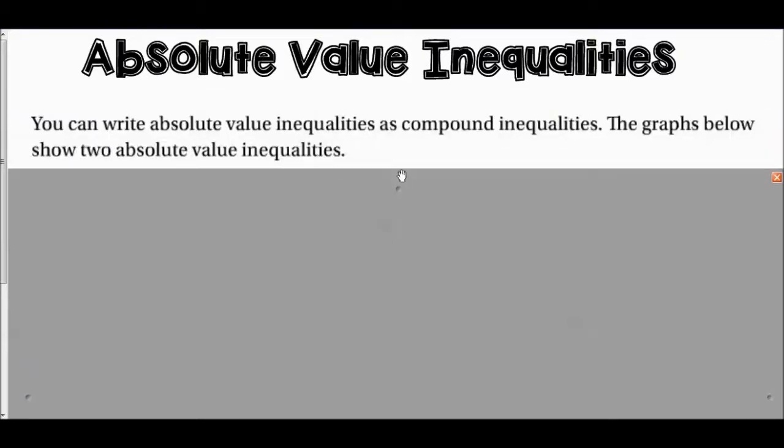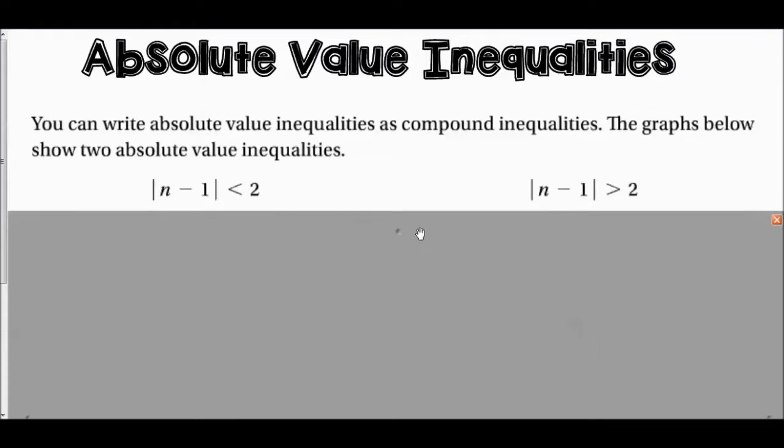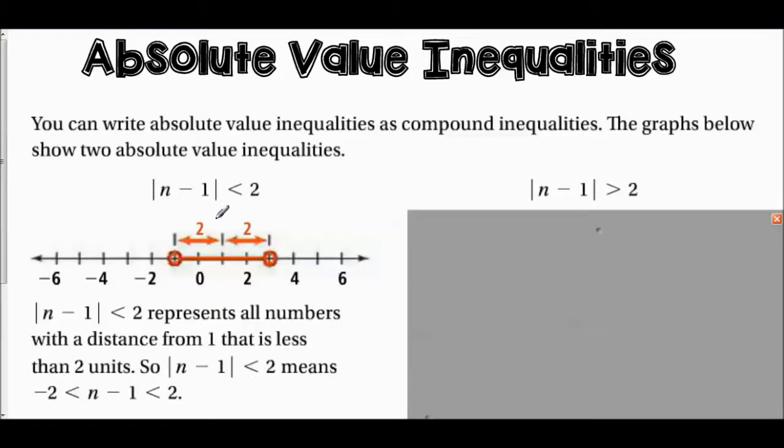When you have an inequality, you're going to solve it in a very similar way. So you can write absolute value inequalities as a compound inequality, meaning that you have 2 things that the variable is being compared to. The graphs below show 2 absolute value inequalities. So let's look at this one here on the left. The absolute value of n minus 1 is less than 2. Here's what this means.